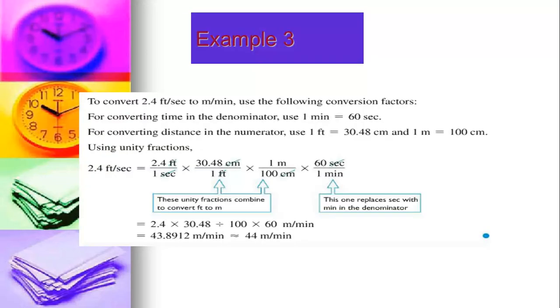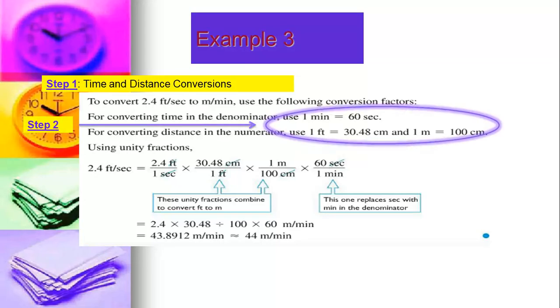Okay? To convert 2.4 feet per second to meter per minute, use the following conversion factors. So, for converting time in the denominator, use 1 minute. Per 1 minute, meron tayong 60 seconds. Ano? And for converting distance in the numerator, use 1 foot. That is equals to 30.48 centimeter. And in every 1 meter, we have 100 centimeter. And ganun ulit yung gagawin natin. Pagtatapat-tapatin lang natin siya para makancel natin. And we will get an answer of 42 meters per minute.